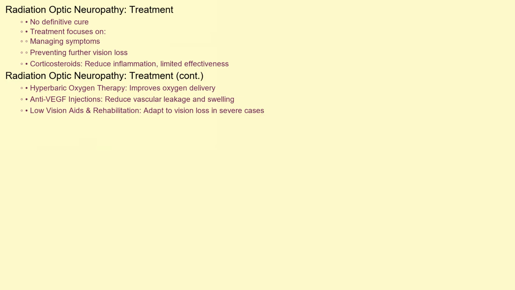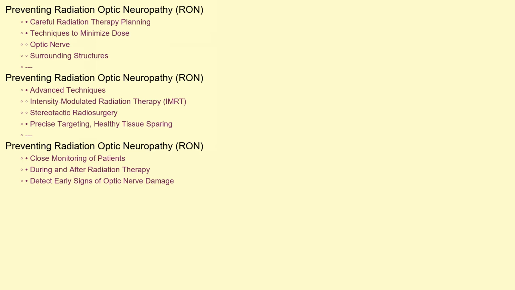Corticosteroids may be used to reduce inflammation and improve blood flow to the optic nerve, although their effectiveness is limited. Hyperbaric oxygen therapy, which involves breathing pure oxygen in a pressurized chamber, has shown some promise in improving oxygen delivery to the damaged tissues. Anti-VEGF injections, commonly used to treat other retinal vascular diseases, may also be considered to reduce vascular leakage and swelling. In severe cases, low vision aids and rehabilitation may be necessary to help patients adapt to their vision loss.